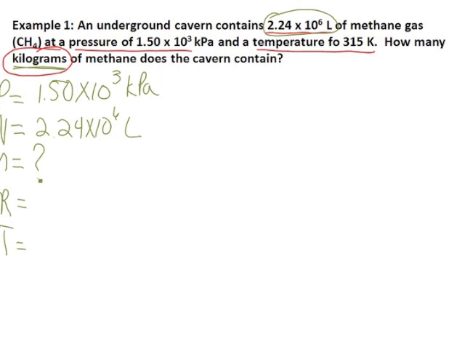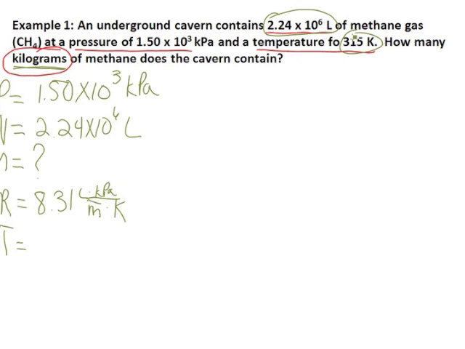R is a gas constant, and there are lots of different variables for the gas constant, but the one that we are going to use is the one that's in the little bullet points on your flip chart. That's 8.31 liters times kPa over moles times Kelvin, okay?